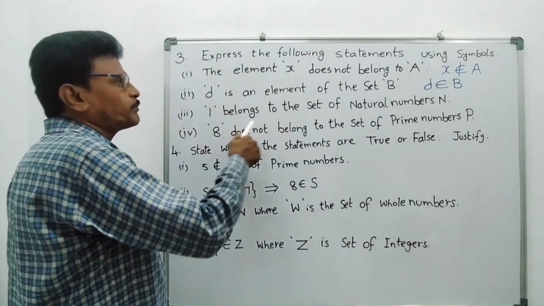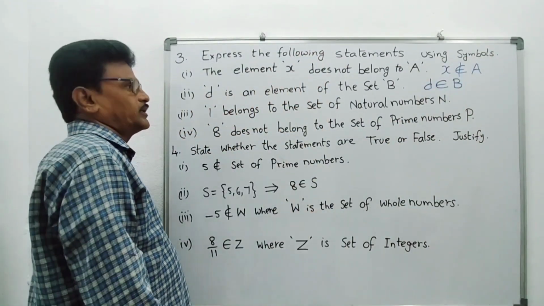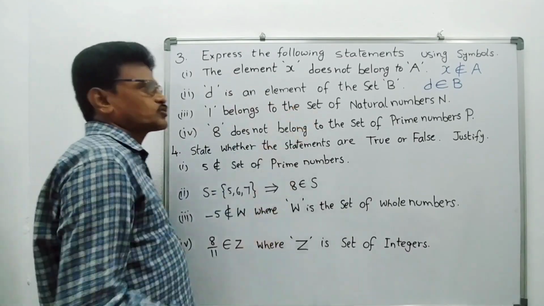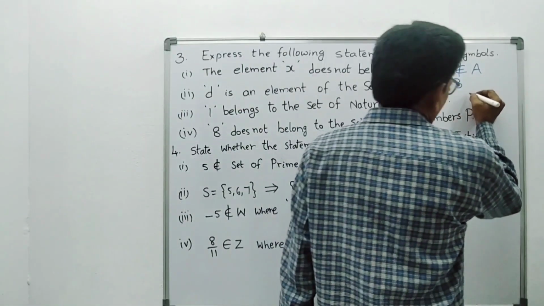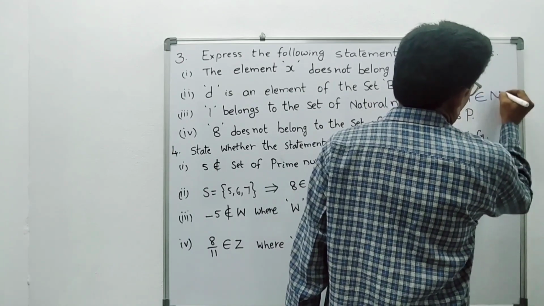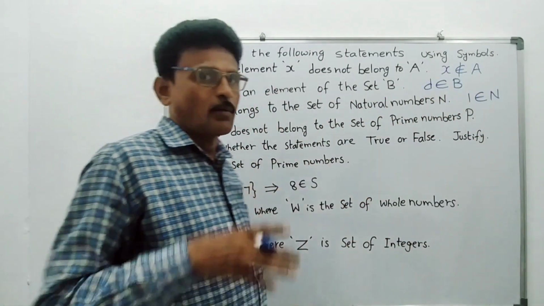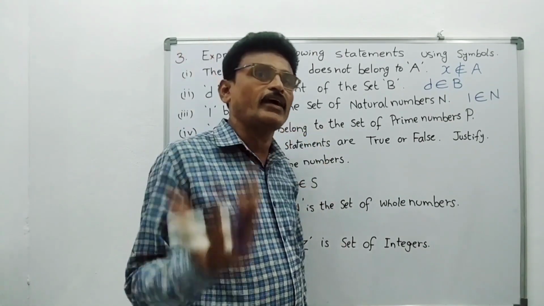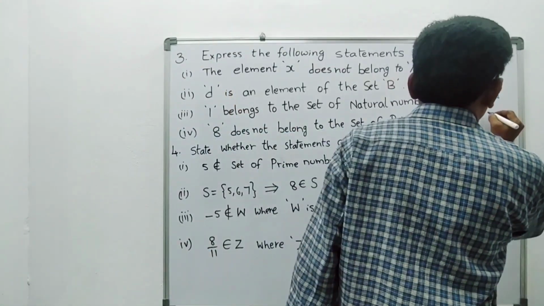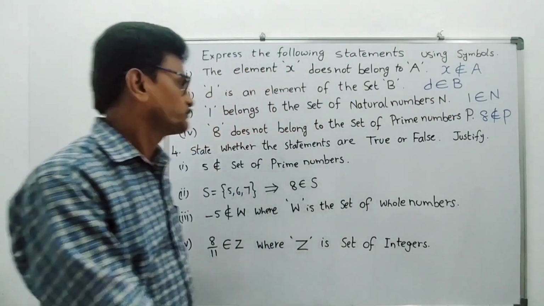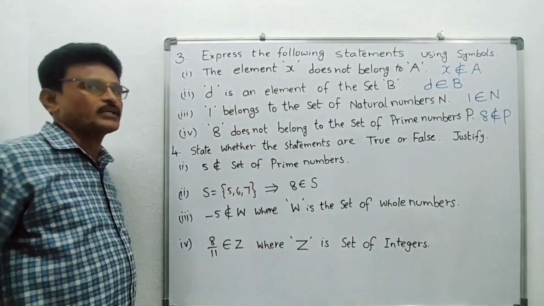Okay. Now 1 belongs to the set of natural numbers. The natural number list is 1, 2, 3, 4 and so on. So 1 belongs to that set. We can write simply 1 belongs to natural numbers. Now 8 does not belong to the set of prime numbers. Prime numbers are 2, 3, 5, 7, 11 like that. 8 is not there. So 8 does not belong to the prime number list. Right? Simply we can write symbolically in that way.